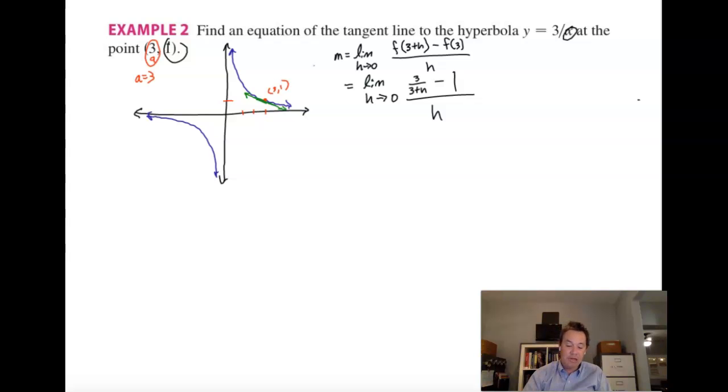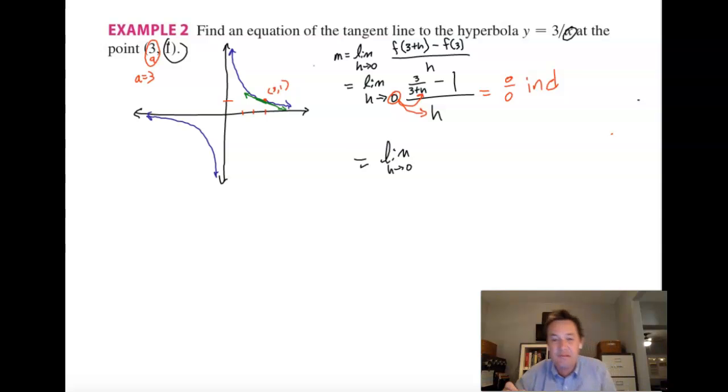All right, let's say we tried to evaluate this limit by substitution right off the bat. We would plug in the 0 for h. We would have 3 over 3 minus 1 over 0. That comes out to 0 over 0, which is our indeterminate form. Again, does not necessarily mean the limit doesn't exist. It means we need to do some tricks, some algebra to try and simplify the limit and then resubstitute.